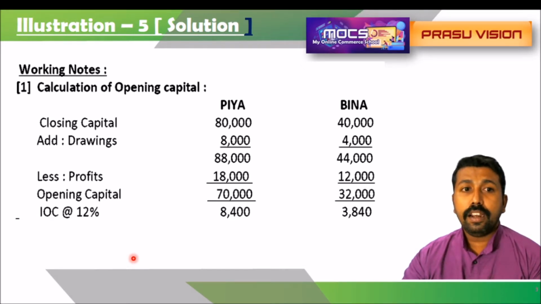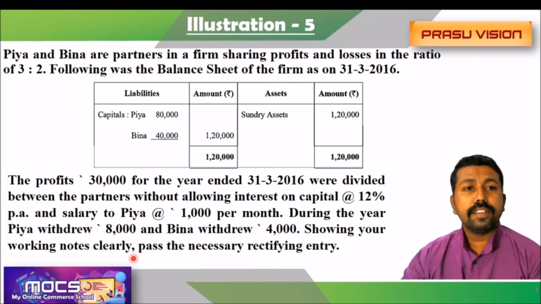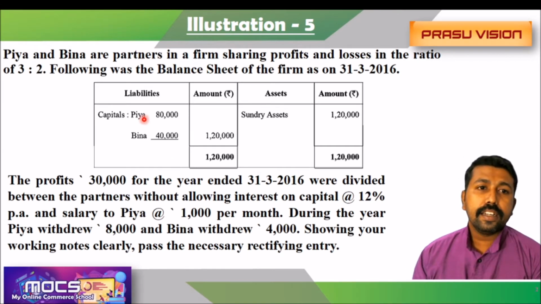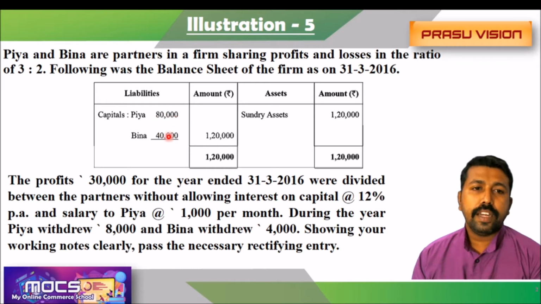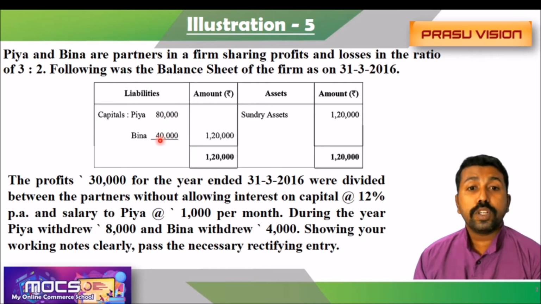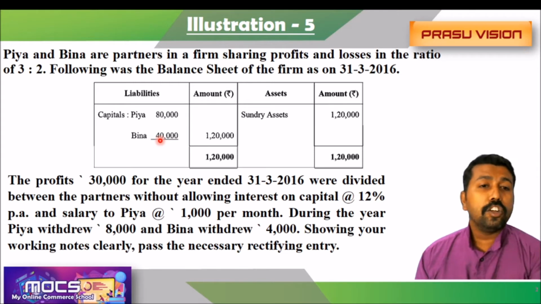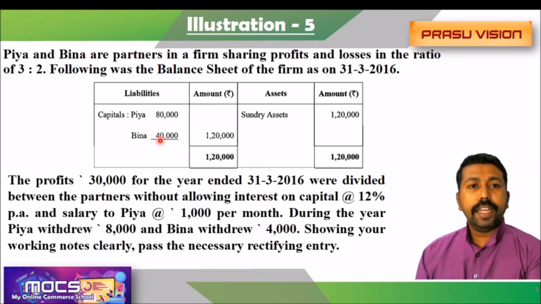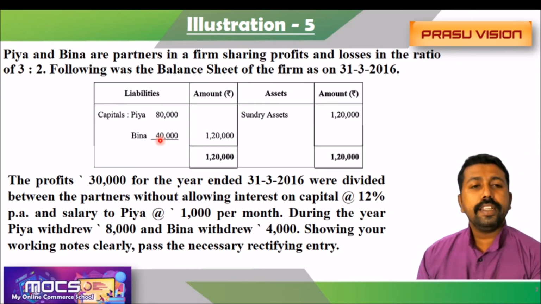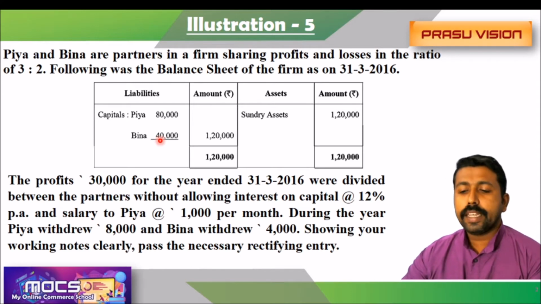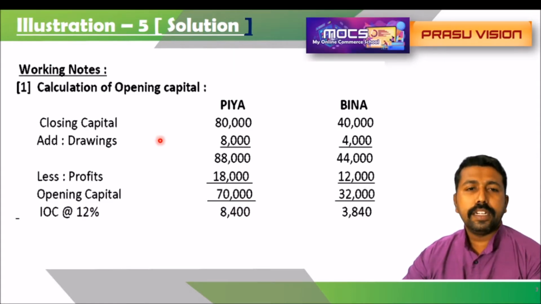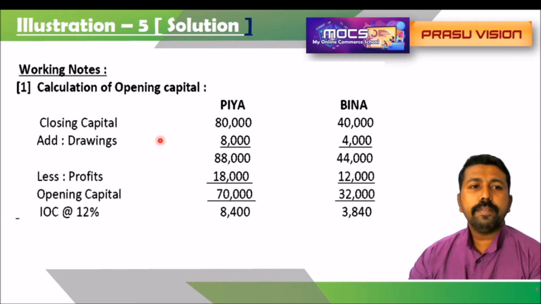The capital of the closing year is given, 80,000 and 40,000. But to calculate the interest on capital, we need the opening capital. So here we are going to learn how to find out the opening capital. Actually, we have already learned it, and again we are learning how to calculate the opening capital.